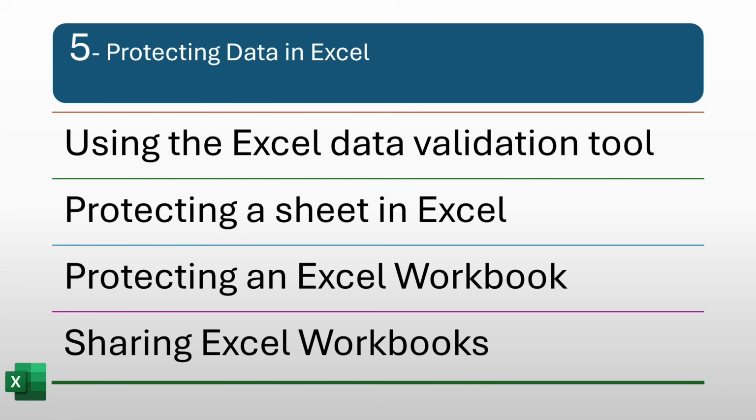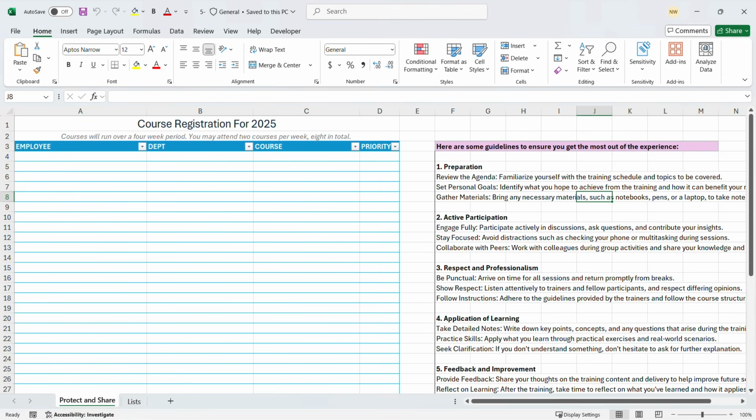Welcome to part 5. In part 5, we'll take a look at how we can protect data in Excel. We'll start off by taking a look at the data validation tool, which allows us to use in-cell dropdowns for our data. And then we will take a look at different ways that we can protect our workbook. Let's go ahead and open up file number 5.